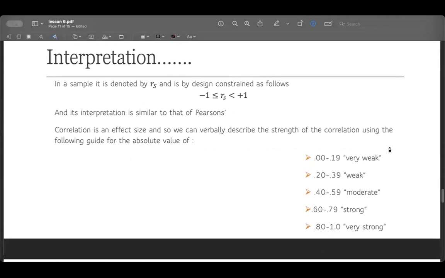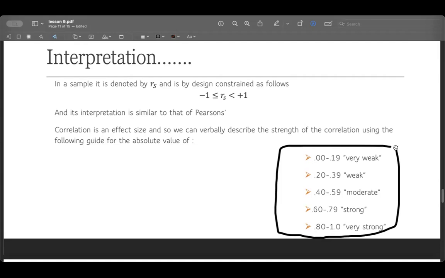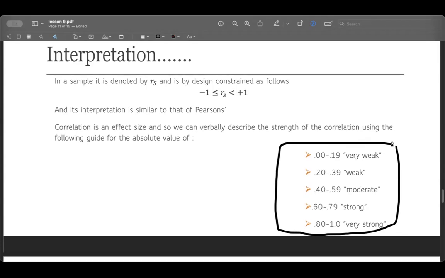Likewise, they have categorized these levels the same as for the previous correlation coefficient: very weak, weak, moderate, strong, and very strong. This can be either positive or negative, so we can have altogether 10 categories: very weak negative, weak negative, moderate negative, strong negative, very strong negative relationship, and very weak positive, weak positive, moderate positive, strong positive, and very strong positive relationship.